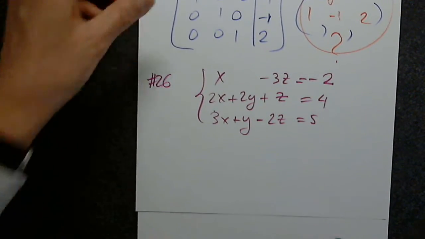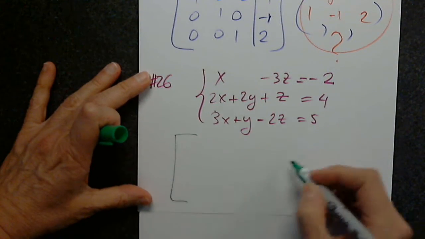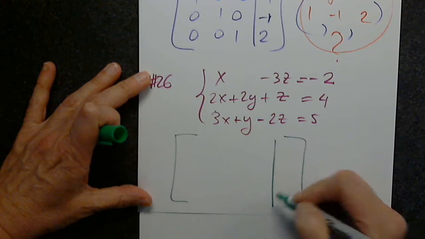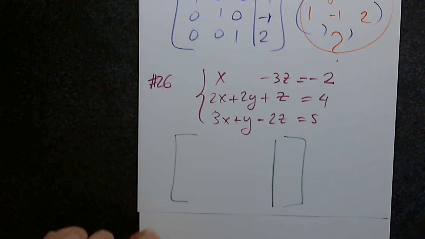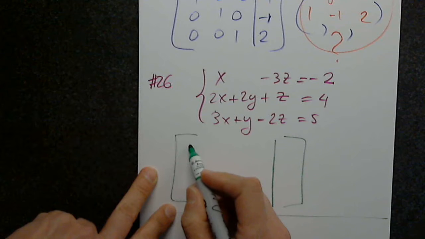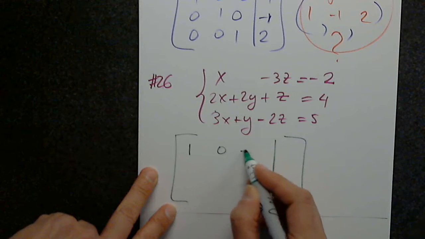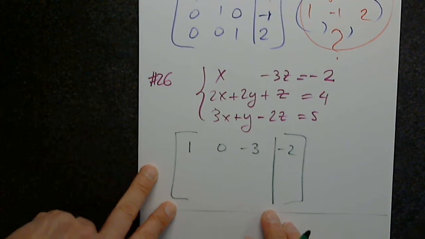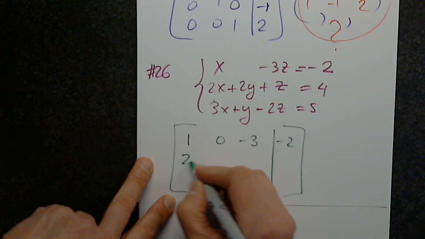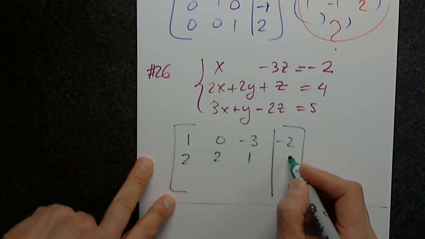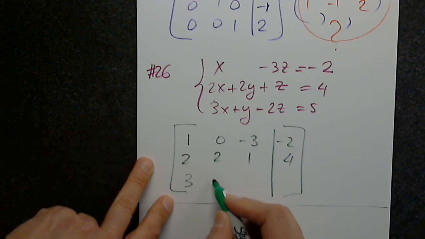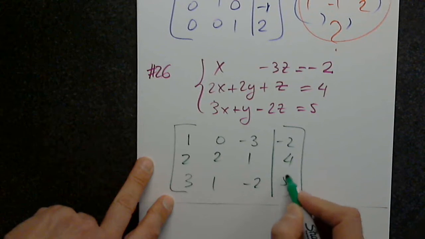Okay, so can anyone give us the augmented matrix? Is it 1 at the top? Yes. So is it 1, 0, negative 3, negative 2? Very good. Then 2, 2, 1, 4, then 3, 1, negative 2, and 5. That's it.